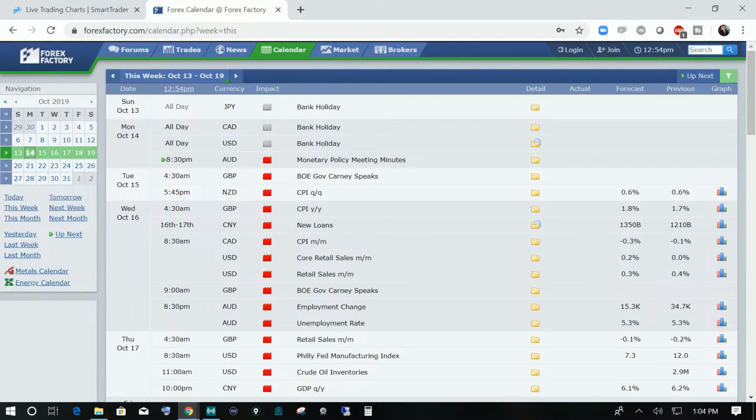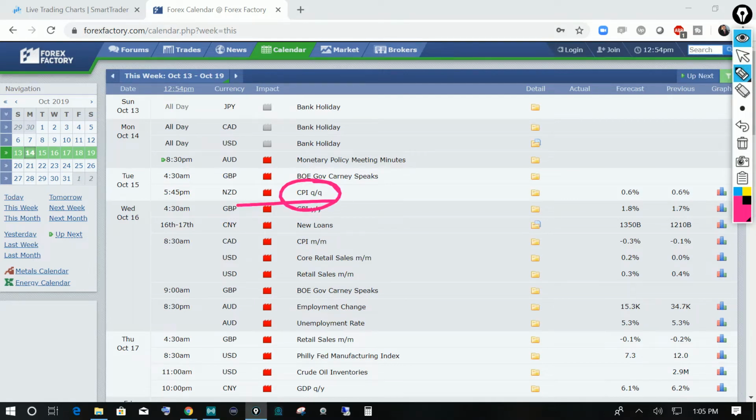Now, we do have some data coming out that we need to pay attention to. One of the data that I'm really keeping an eye on is the New Zealand data coming out on Tuesday. I'm going to pull this across, and you see right here, this is the data we're looking at, which is CPI. Anytime you get CPI, whether it's quarterly or yearly data, pay attention. For the pound, we also have some data coming out, also quarterly CPI. So for the New Zealand dollar, this will be on Tuesday, and for the pound, on Wednesday. So we're having data coming out on Tuesday and Wednesday for New Zealand and for the pound. I'll definitely be taking a look at this.